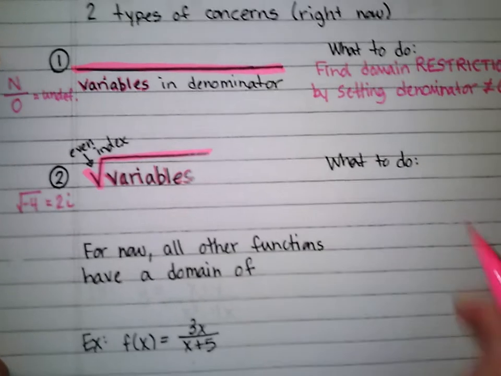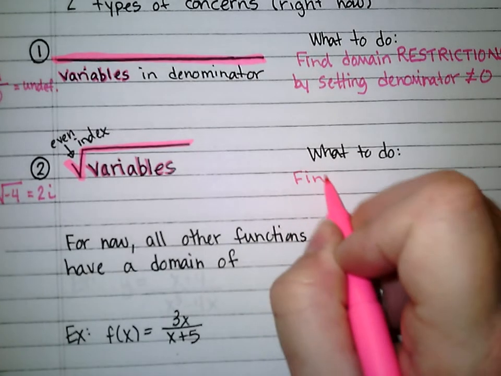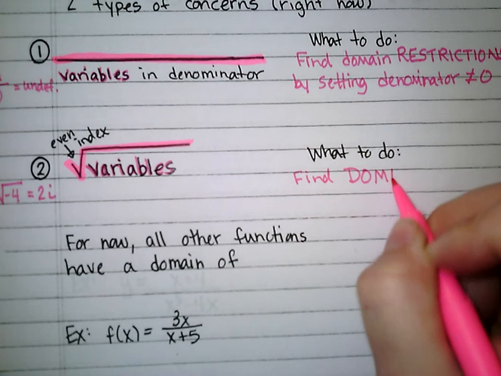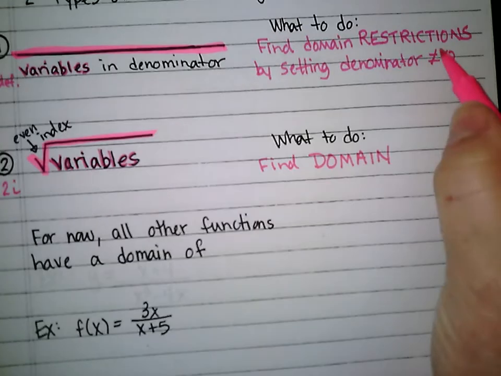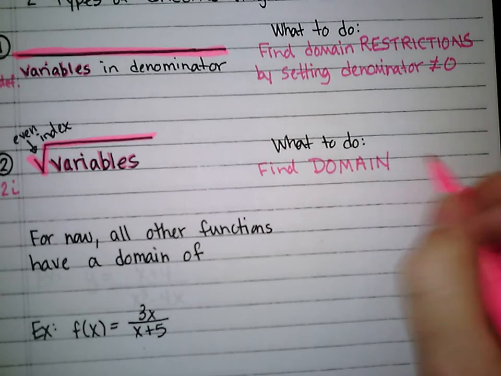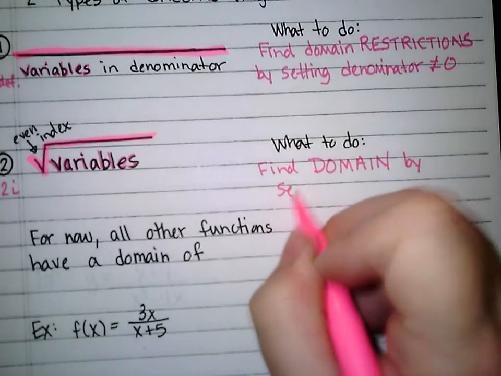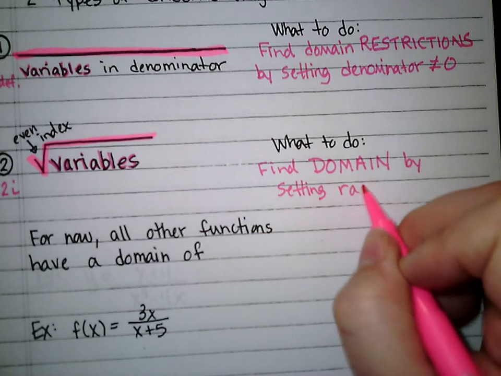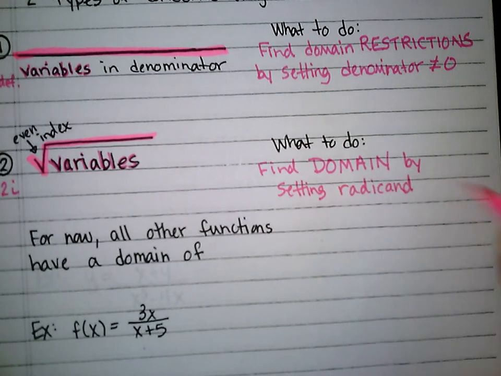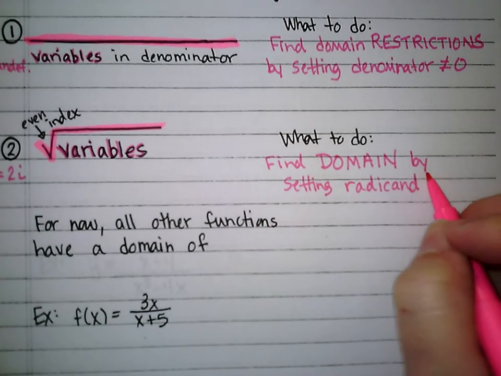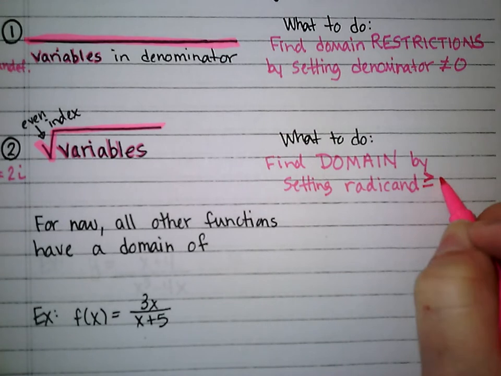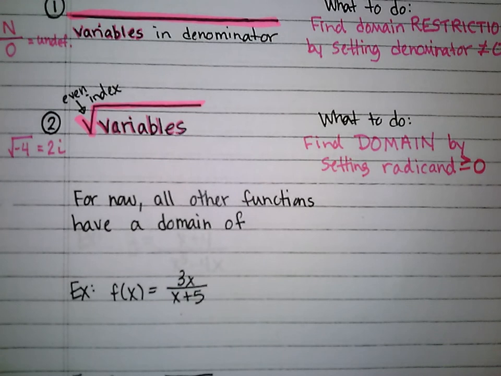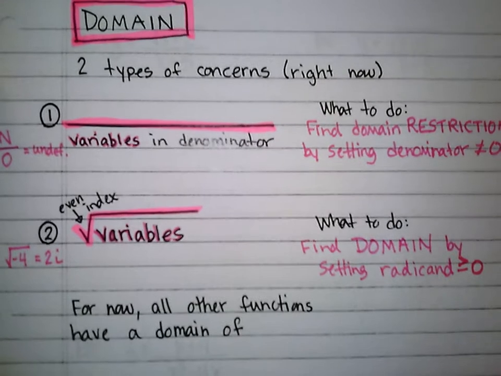So the way that we overcome that is we are going to actually find the domain. So this one tells us the domain, not what to avoid. It tells us what we can be. And the way that we do that is by setting the radicand, which is what's inside the radical, so that it has to be positive or 0. So we say greater than or equal to 0.